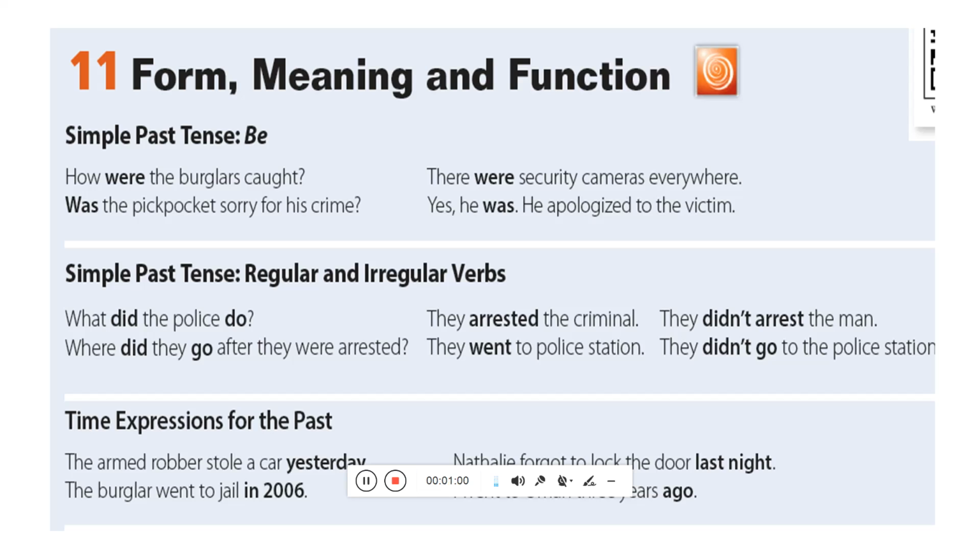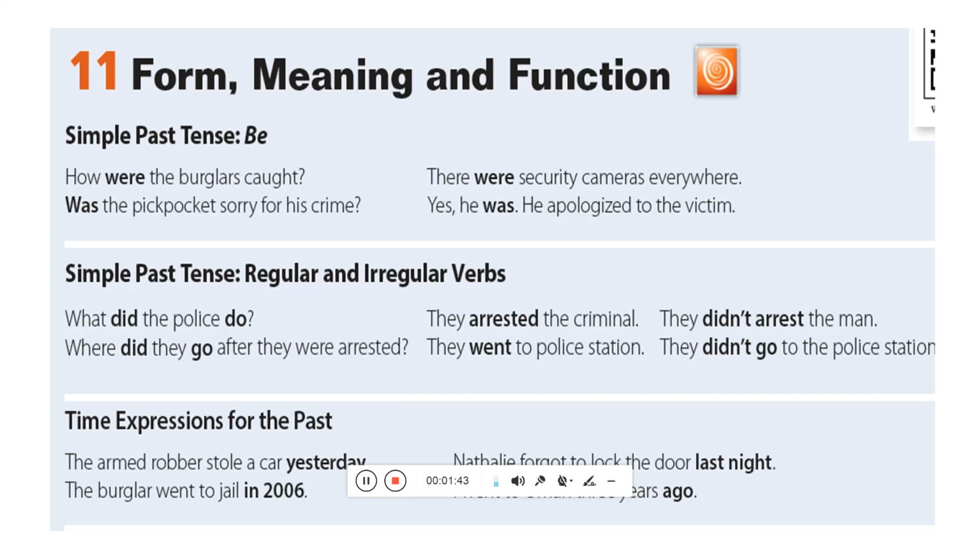Okay, simple past tense, regular and irregular verbs. الأفعال المنتظمة والأفعال الشاذة. What did the police do? They arrested the criminal. They didn't arrest the man. Of course, you know that when you ask a question in the simple past, you use the auxiliary did, and the main verb is in its infinitive form, the verb one, without any additions. So, what did the police do? They arrested the criminal. In a negative form, صيغة النفي, they didn't arrest the man.